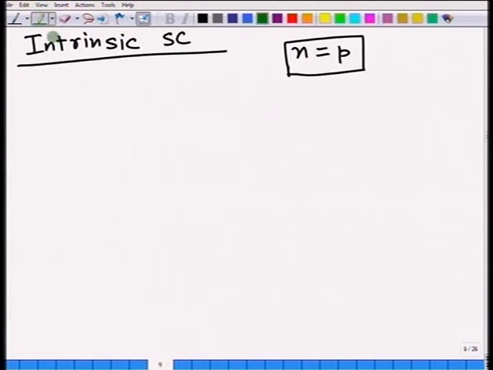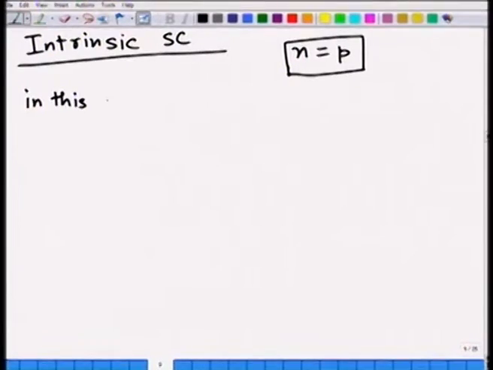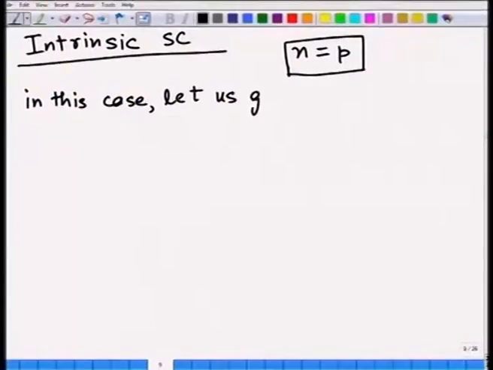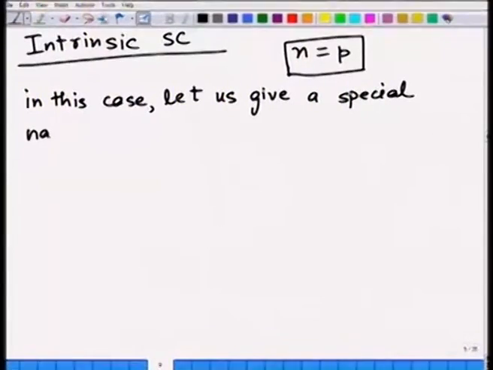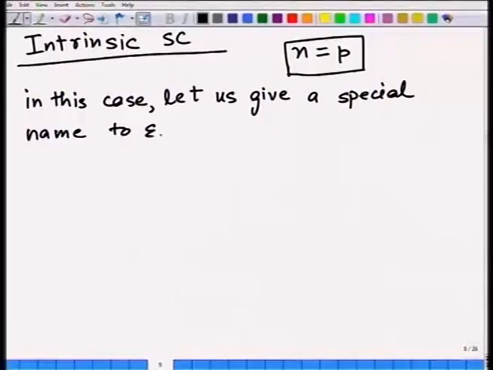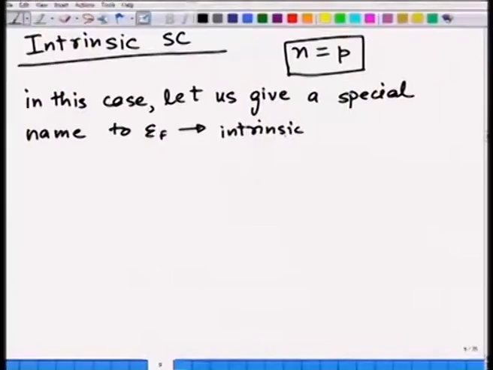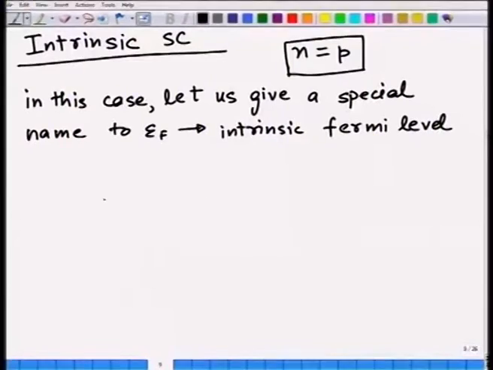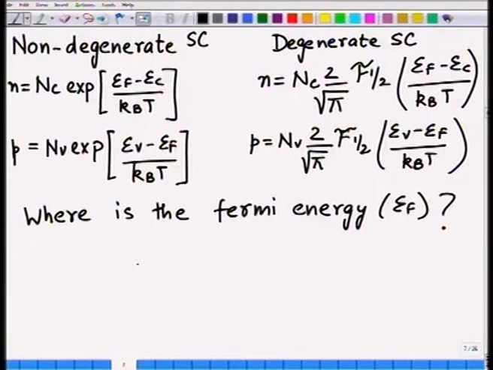So, let us find out, let us say under this condition, let us give a special name to EF. We will call it the intrinsic Fermi level, and we will give it the symbol EI. So, our question was, what is EF? We are now trying to determine what EF is.